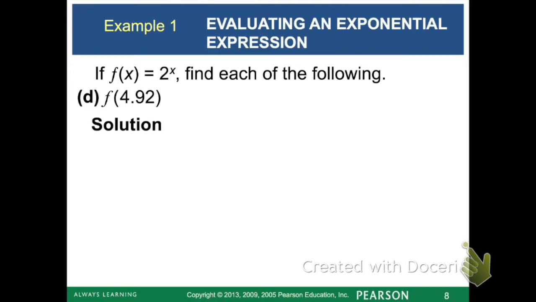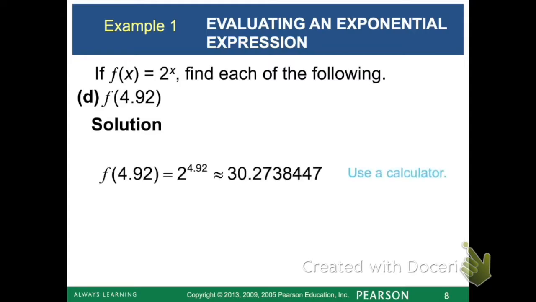Example 1, part D. Now we're going to evaluate f of 4.92. So this one we're definitely going to need a calculator for. We cannot do this one by hand, and we're going to approximate. Make sure that you read My Math Lab and see if it wants you to round to 1, 2, 3, 4 decimal places. Make sure you make note of that.